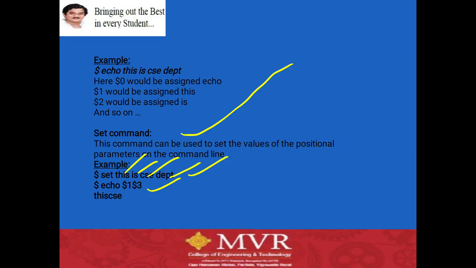CSE. So what does it display? This CSE. Okay, so the set command is used to set positional parameters, as well as to assign variables, which we are going to discuss later. The set command is also used to assign variables, but we will discuss that later. For the time being, what the set command can do is assign arguments to positional parameters.